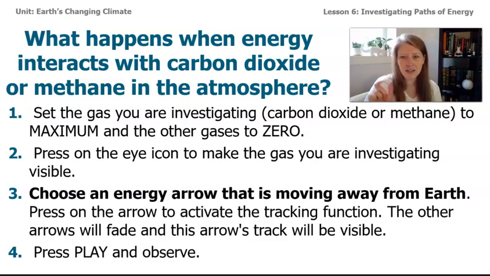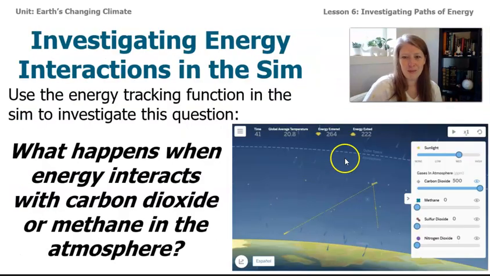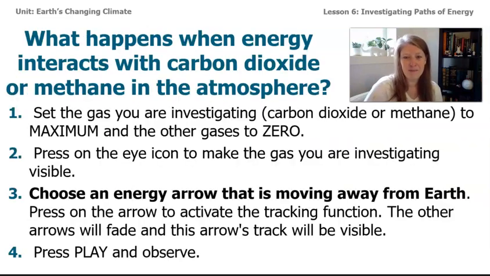And then there's a little eye icon that you can press and it will show you the gases that you're investigating. And then choose an energy arrow that's moving away from Earth. And then if you press the arrow, you can activate its tracking function, which lets you see what its pathway is, whether it changes or stays the same.